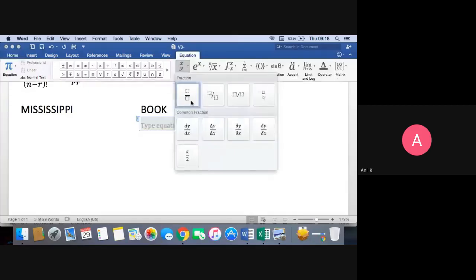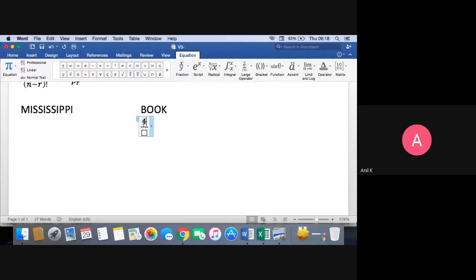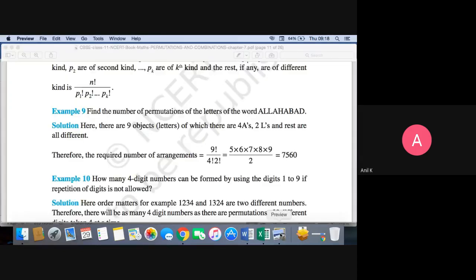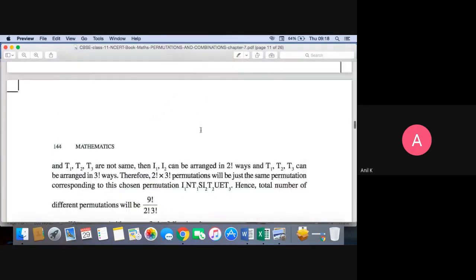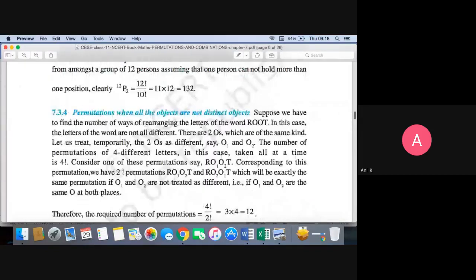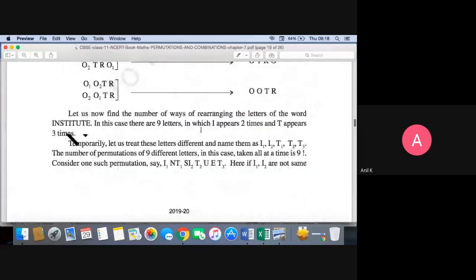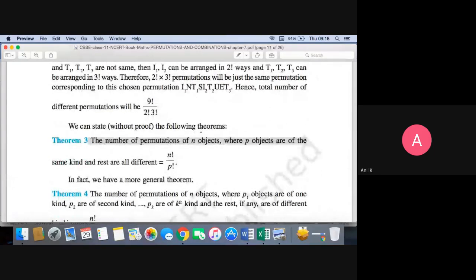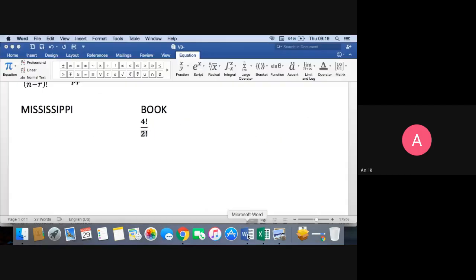Some 4 factorial has to come, but the repetition is there. So it is going to be 4 factorial upon O is repeating twice, so 2 factorial. That is what they said in the first formula: the number of permutations of n objects where p objects are of the same kind is n factorial upon p factorial. That means only one object is repeating p times. Then my formula is n factorial upon p factorial.